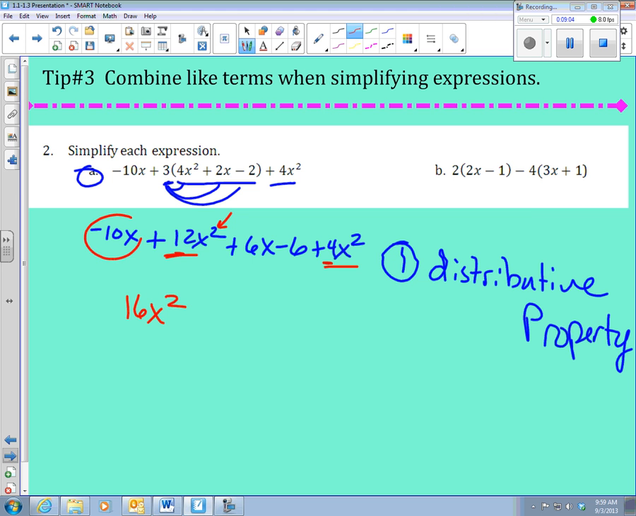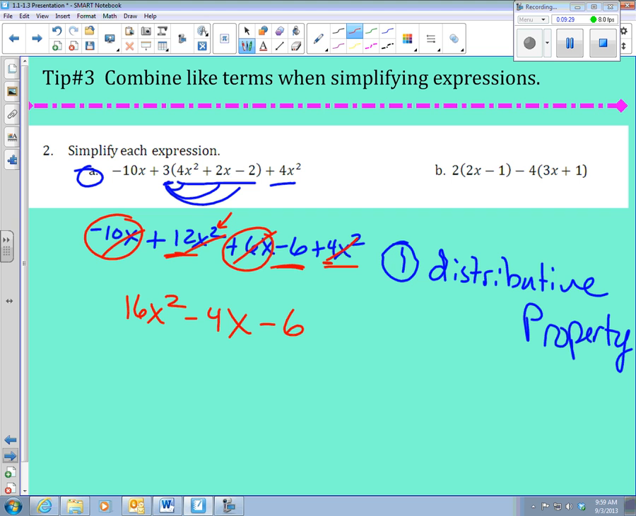I have a negative 10x and a positive 6x. Negative 10 and 6 is going to give me negative 4, so that's negative 4x. And basically, that's all my terms except for this minus 6, and there are no other constants or just numbers. So there's my expression, simplified, 16x squared minus 4x minus 6.